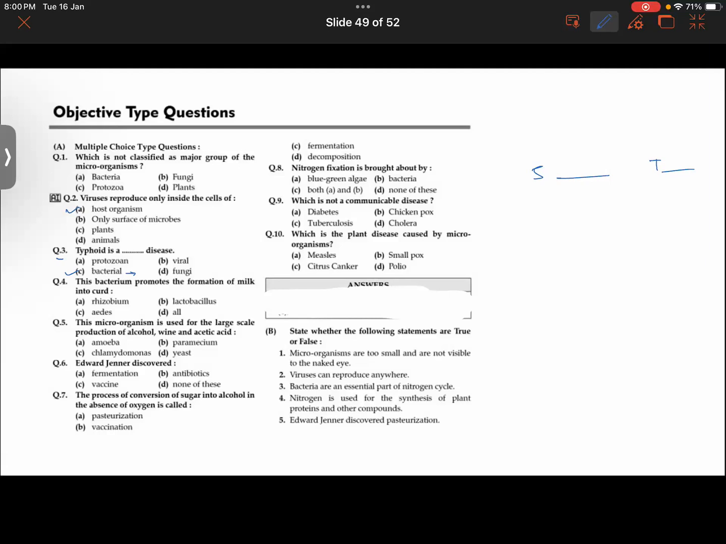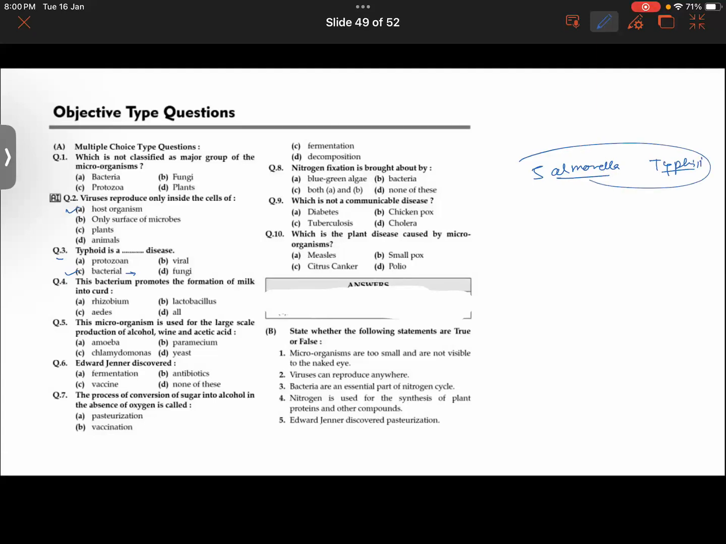Edward Jenner discovered antibiotics. Antibiotics for what? Smallpox. Smallpox is caused by what? Sir, it's a virus. Virus. Your answer is salmonella typhi. That is correct, Arham. Salmonella typhi. Good.